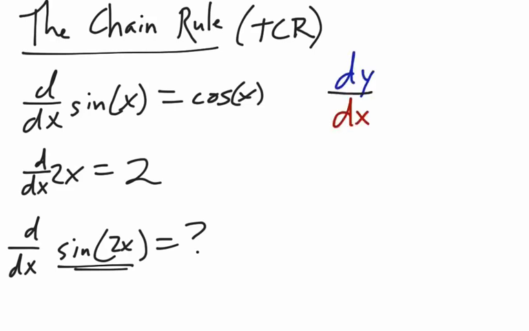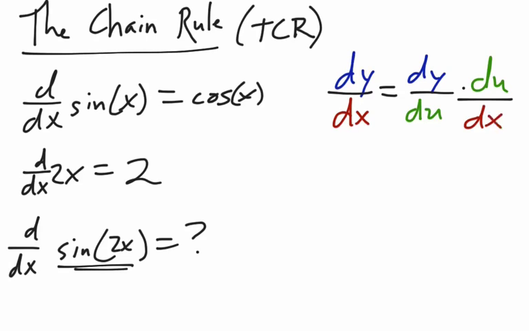In order to find dy/dx, we're going to have to go through a middleman, which is going to be u. So we're going to do dy/du times du/dx. This is one way to look at it. I don't personally like this way because it's kind of complicated, because you're like, what's u? And that's kind of weird. Another way to look at this is like this.